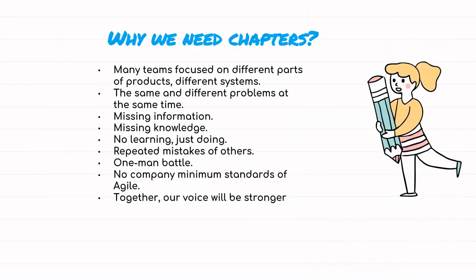Now the reason is why we need chapters. Sometimes what happens is that many teams focus on different parts of the product and different systems. So though as a team you are working on a big large program, you will not know or come to know about what is happening with the different teams at their place, and what the different best practices are which those people are working on, especially when you are working with multiple vendors. So that is a big issue.